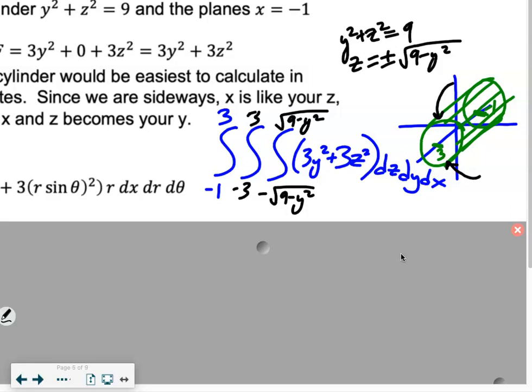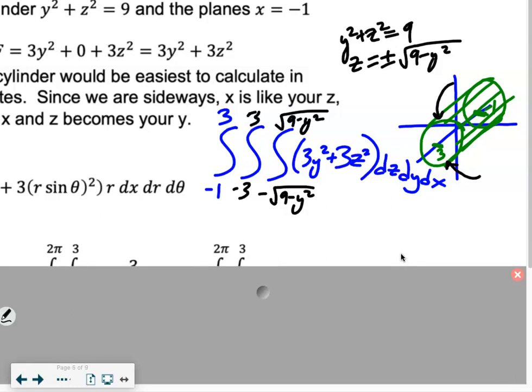The issue with this triple integral is it's kind of hard to evaluate by hand, right? So if we want to convert this to cylindrical, we need to go to r theta, but normally it'd be r theta z. Now we're going to be r theta x, because x is the axis that our cylinder's spinning around. All right, so how do we do that?